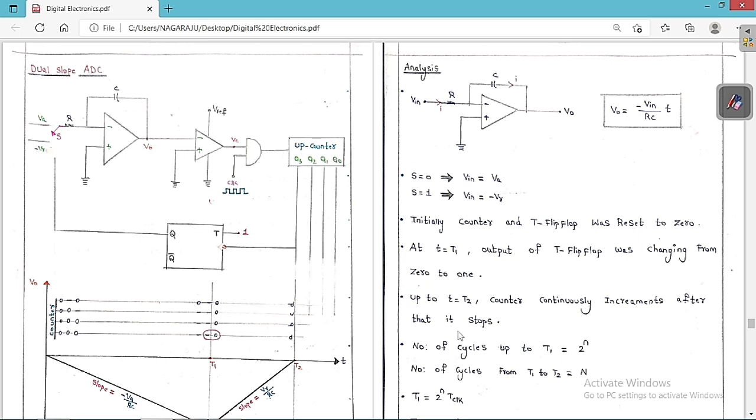So the number of cycles of T1 is equal to 2 to the power of n cycles, and the number of cycles from T1 to T2 is n cycles. N is the decimal equivalent of the ABCD. This is the counting at the ending.